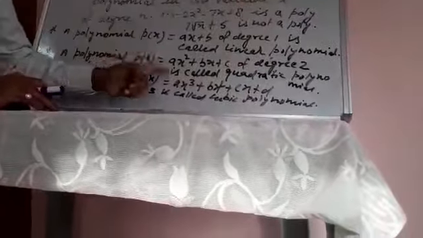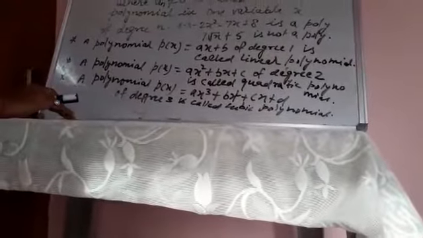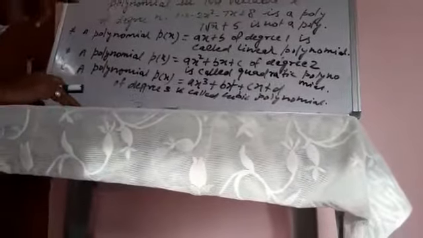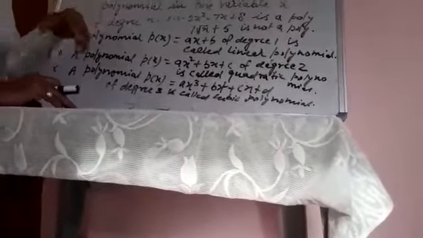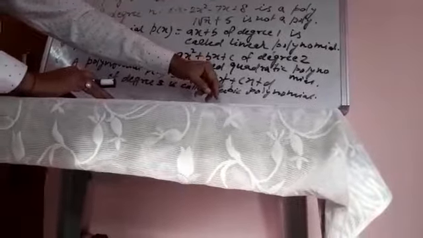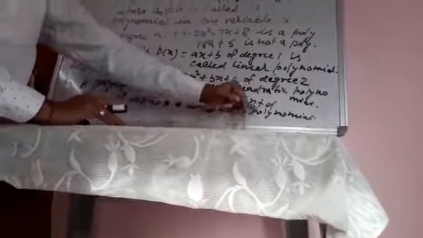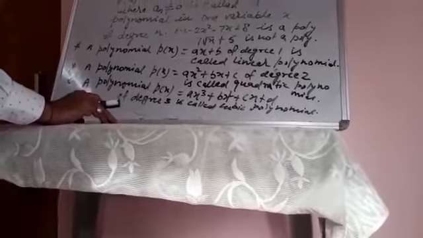Next, a polynomial p(x) = ax² + bx + c of degree 2 is called a quadratic polynomial. It has degree 2, the maximum degree we are always dealing with. So the degree is 2, which means it will have 2 zeros. We need to look for the two zeros. If a polynomial p(x) = ax³ + bx² + cx + d is of degree 3, it is called a cubic polynomial. It will have 3 zeros.